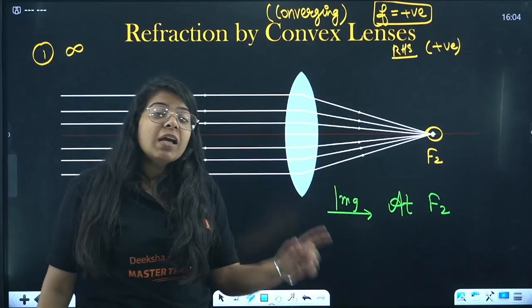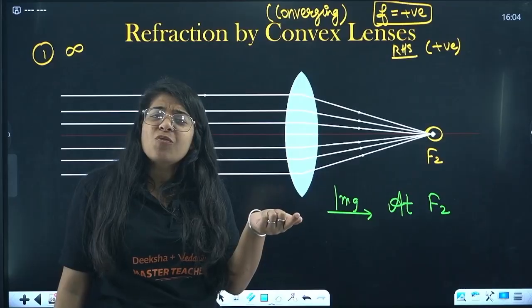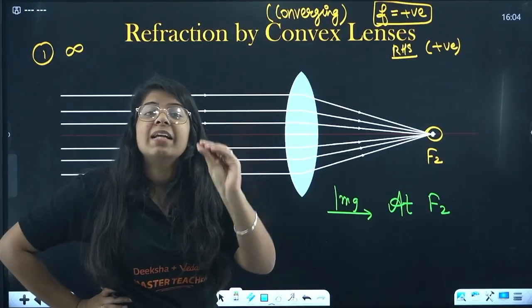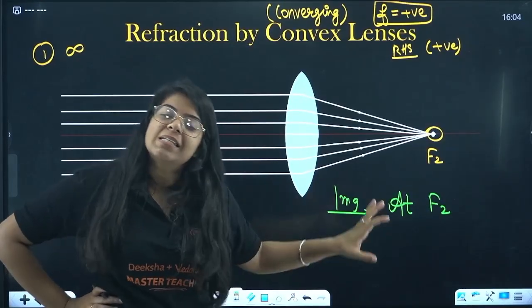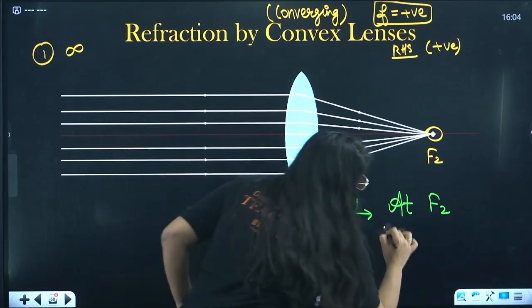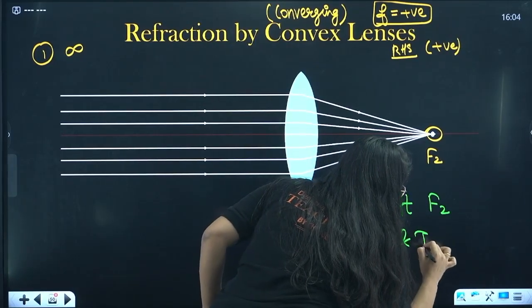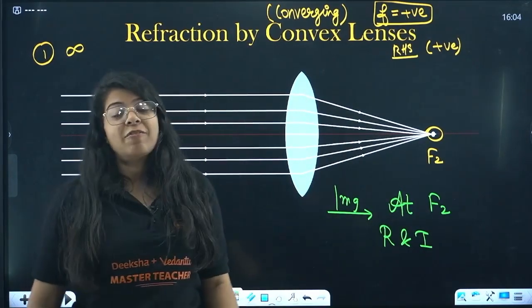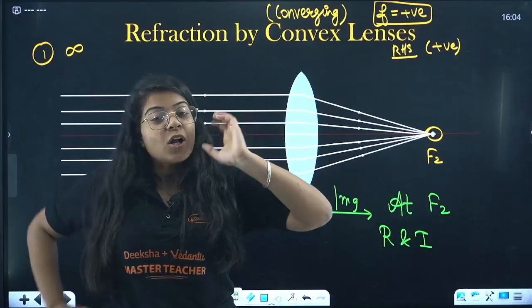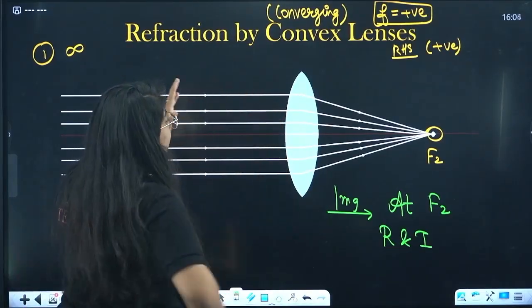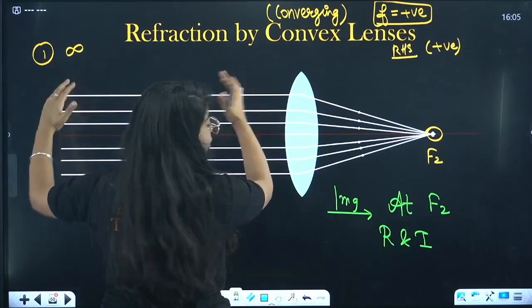Now in concave mirror, what kind of image is formed? In the first 5 cases, real and inverted image was formed. Same case here, real and inverted image. But one thing you have to be very sure about: in concave mirror, remember, all the real inverted images were formed on the left hand side.